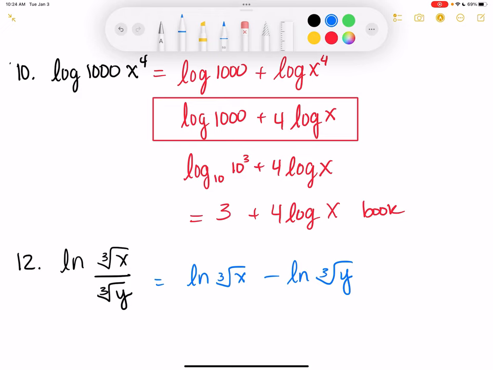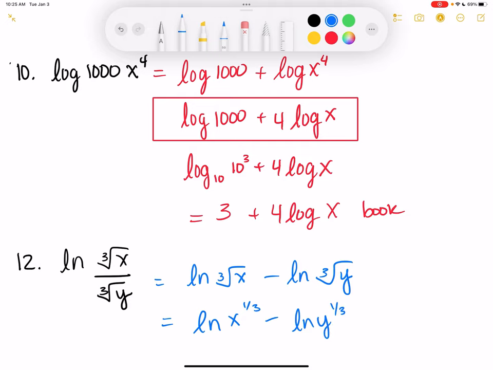What's another way to write a cube root? Some type of exponent. A 1/3. Okay, so I would rewrite this as ln of x to the 1/3 minus ln of y to the 1/3.